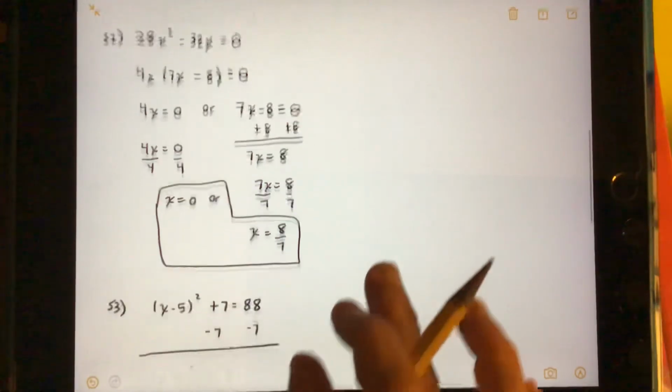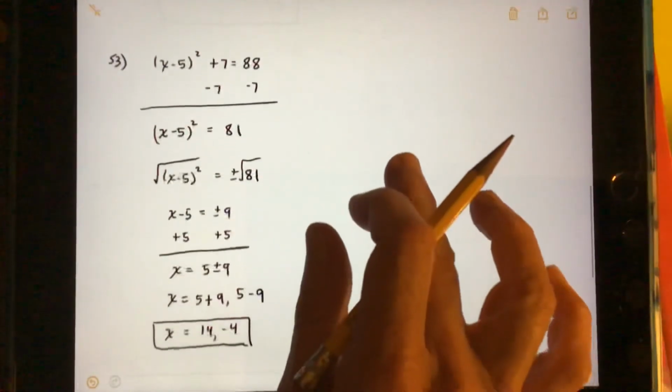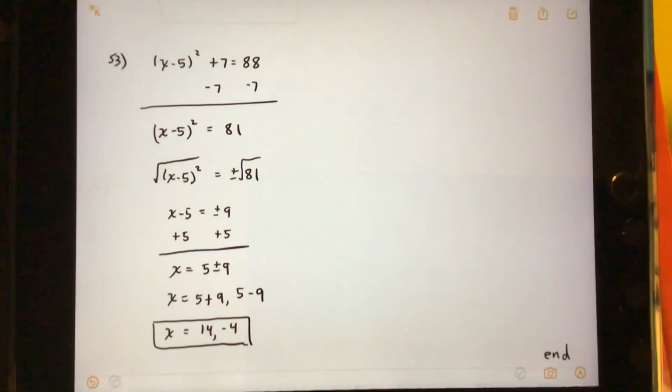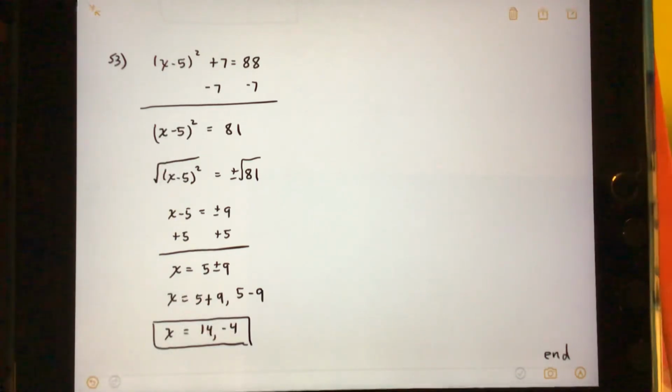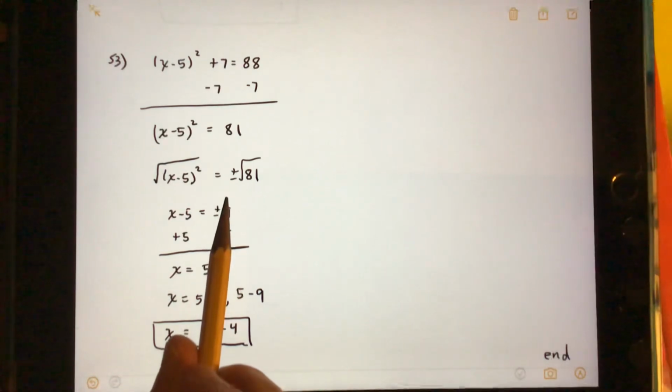All right, sample 3. On our last one here, we're looking at this squared term, and we're noticing that once we get that squared term by itself, we'd be able to take the square root. So taking the square root will be our method that will be most efficient here. To use that method, we'll need to subtract 7 on both sides first, giving us x minus 5 squared equals 81. Then take the square root of both sides. When that squared term is by itself, that's when it's time to take the square root. Of course, we'll have two roots. We'll have a positive and a negative root.